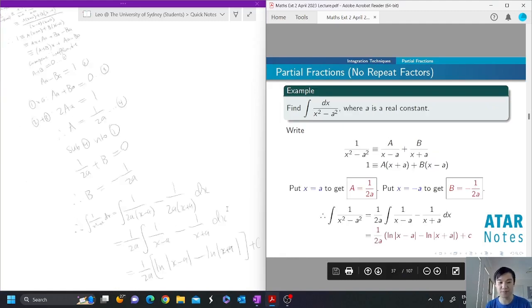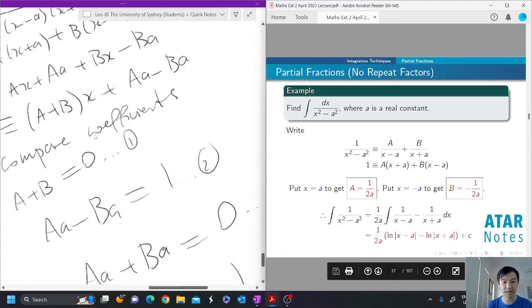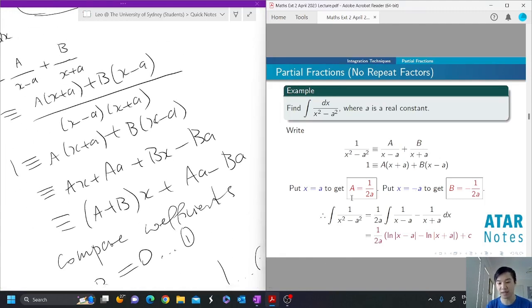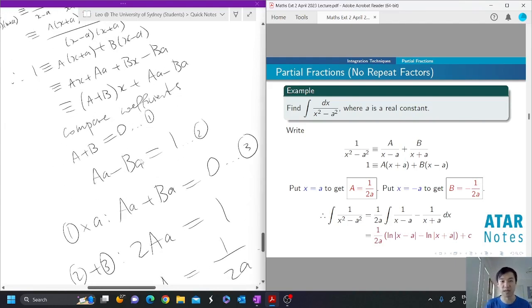So you can see here I did it by comparing coefficients, but another way you could have done it was you could have made smart substitutions. So back in this stage here, you could have let x equals a, so that that will cancel out. You get 2a times A is 1, so therefore A is just 1 over 2a. Then you can substitute x equals negative a to get B is equal to negative 1 over 2a. So that would have been a faster way, but here it shows that both ways are valid.